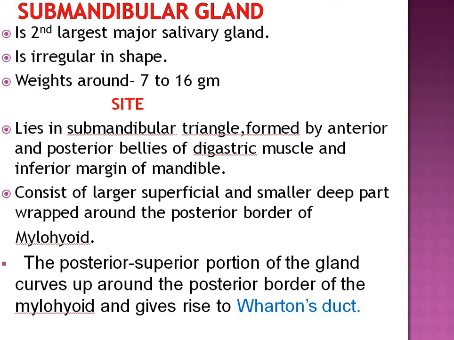It consists of a large superficial part and a small deep part wrapped around the posterior border of the mylohyoid. The posterior superior portion of the gland curves up around the posterior border of the mylohyoid and gives rise to the Wharton's duct.